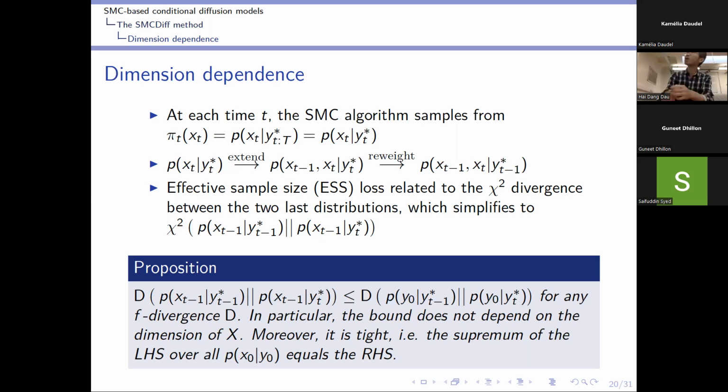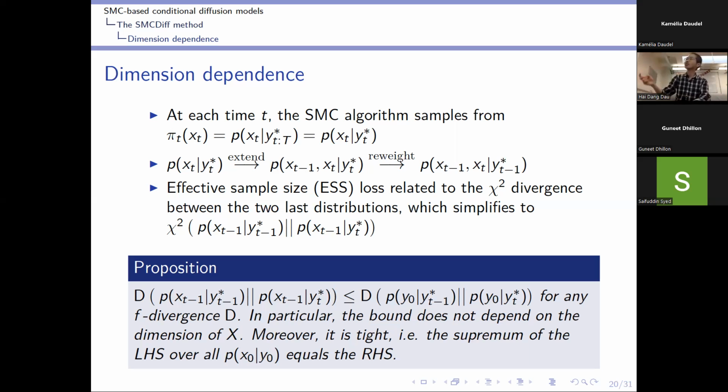The performance of SMC algorithms depends on something called effective sample size. So who has heard of effective sample size? Okay, there's more people. Great. So effective sample size is related to the chi-square divergence between the last two distributions. And if you calculate this chi-square divergence, it simplifies to just the divergence between the distribution of xt-1 given yt-1* and xt-1 given yt*.